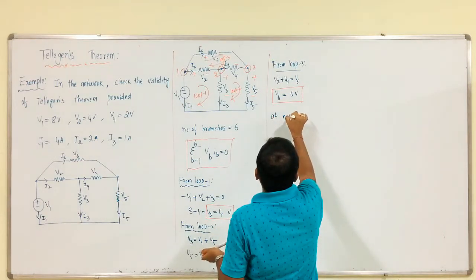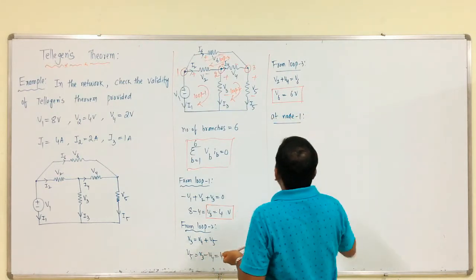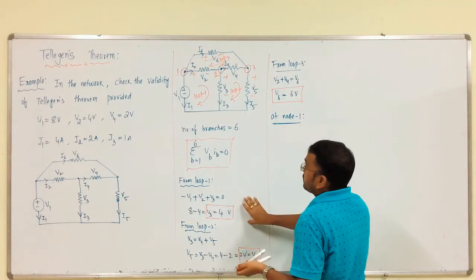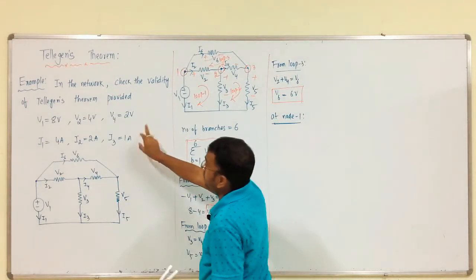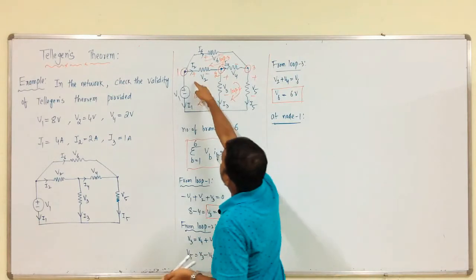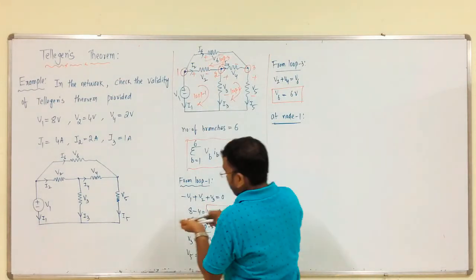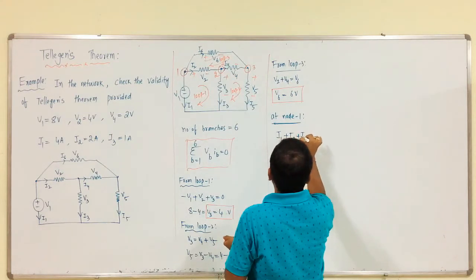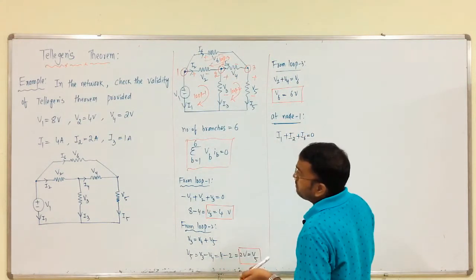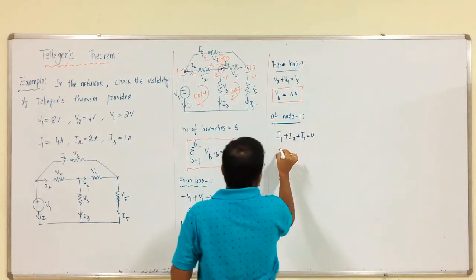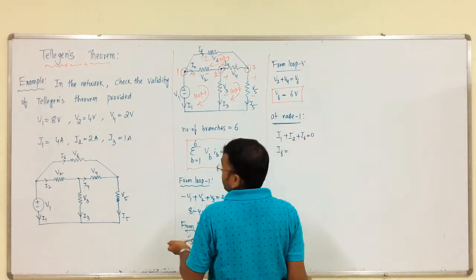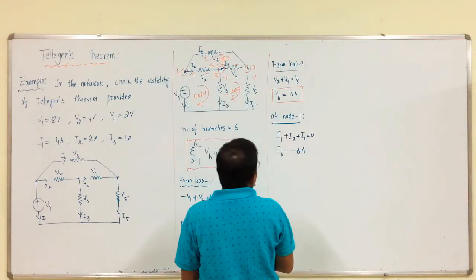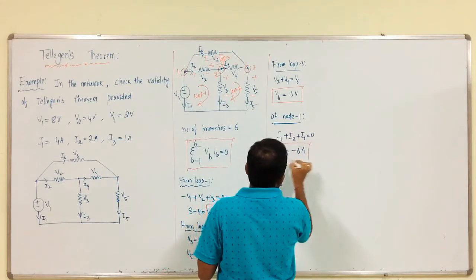Next, at node 1. So we have V1, V2, V3, V4, V5, V6. Next, we have to calculate the remaining branch currents. At node 1, I1 leaving, I2 leaving, I6 leaving. I1 plus I2 plus I6 is equal to 0. I1 is given, I2 is given. So I6 is equal to minus of I1 plus I2, minus 6 amps, clear.